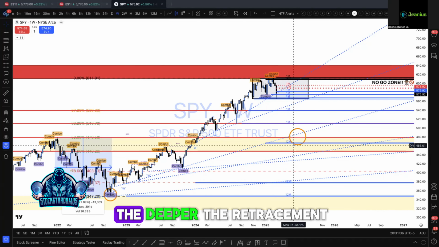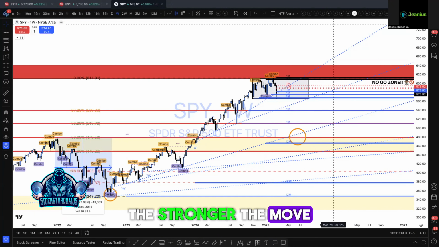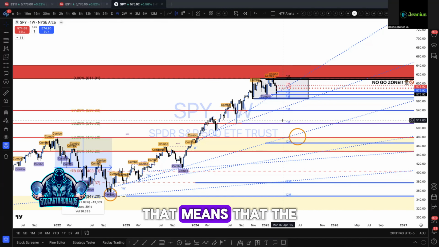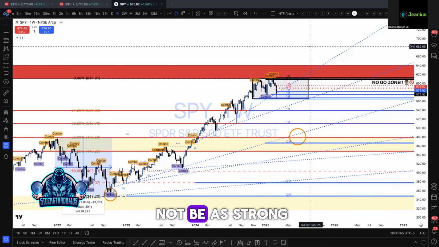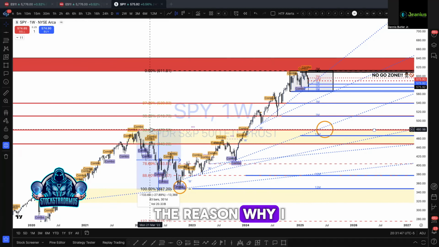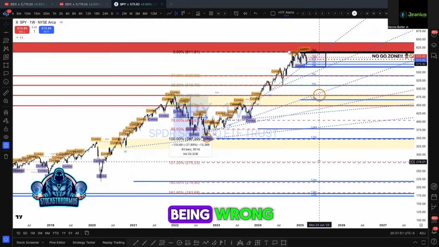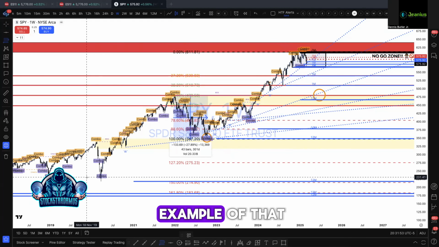Because the deeper the retracement, the stronger the move is going to be. So if you get a slight retracement, that means the next move might not be as strong. The reason I say that is, hopefully I'm not wrong, but I could be wrong. I don't mind being wrong. Let's just give an example of that.